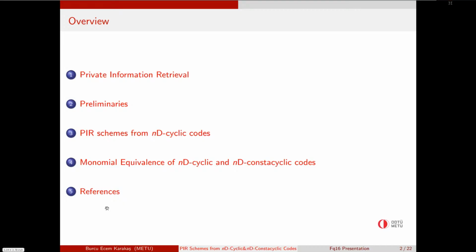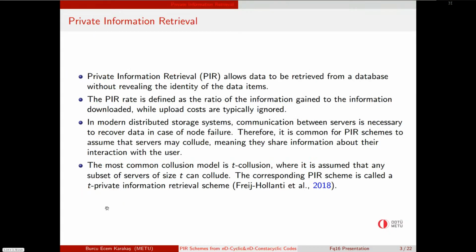This is my overview. I am going to start with private information retrieval, which is PIR, then preliminaries and PIR schemes from ND cyclic codes. After that, I will explain the monomial equivalence of ND cyclic and ND constacyclic codes, and I will finish my presentation.